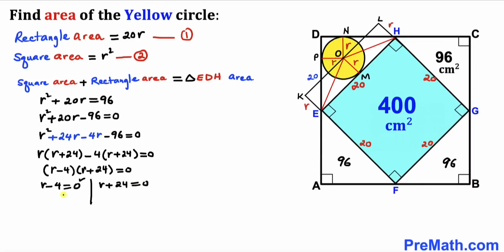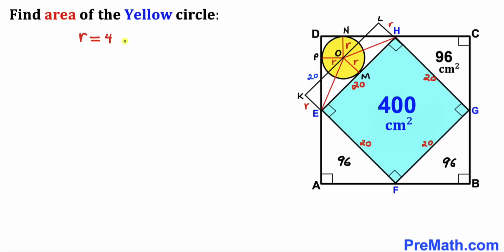So for this first equation, r is going to be positive 4, and for this second equation, r is going to be negative 24. And now we know that the radius r cannot be negative, so we are going to reject this r equals negative 24 value, and we are going to accept r equal to positive 4. So thus our radius r for this yellow circle turns out to be 4 centimeter.